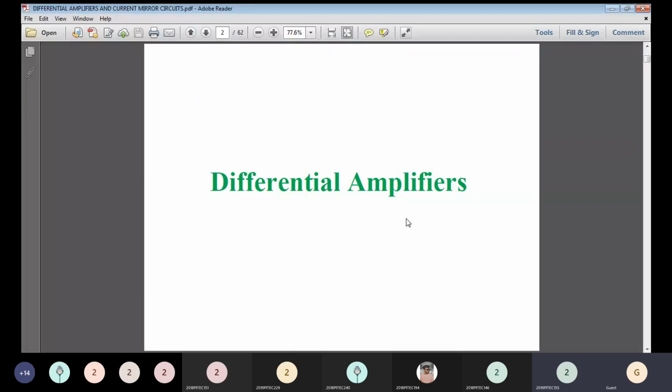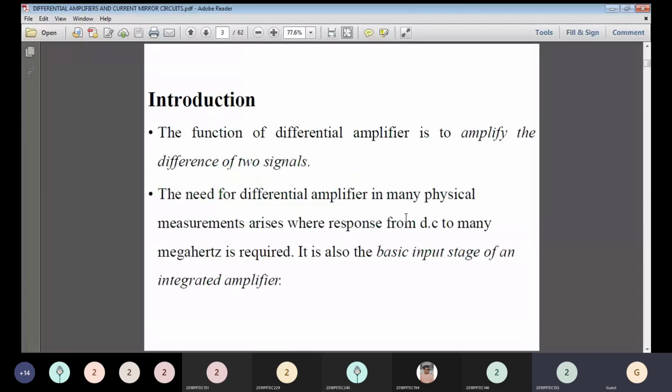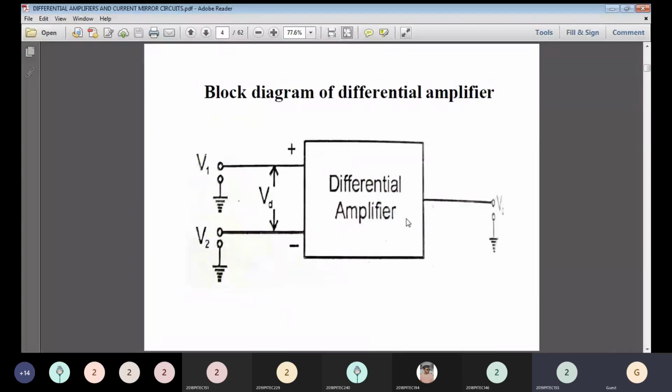In analog circuits, we are going to discuss differential amplifiers. Before solving some problems under differential amplifiers, let me start with an introduction. You know what a differential amplifier is, right? A differential amplifier is nothing but an amplifier that amplifies the difference of two signals. This is the basic diagram for a differential amplifier.